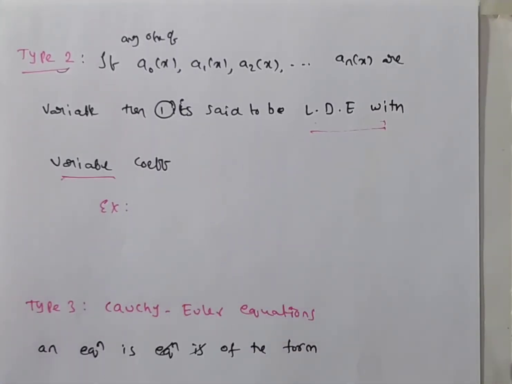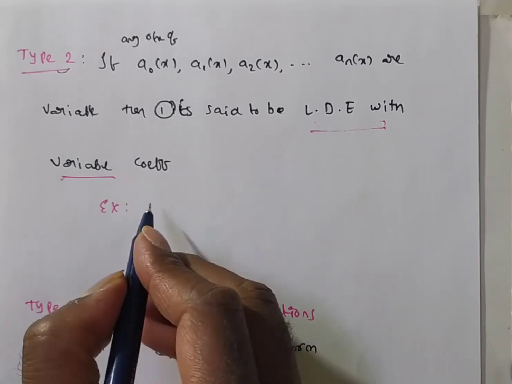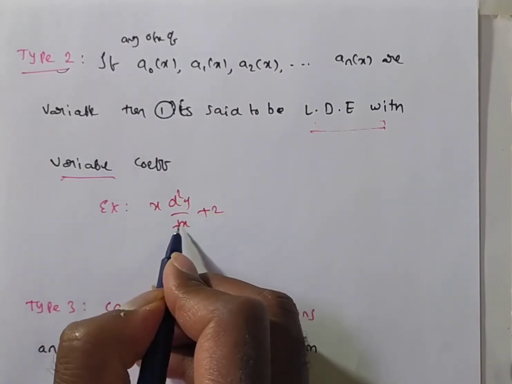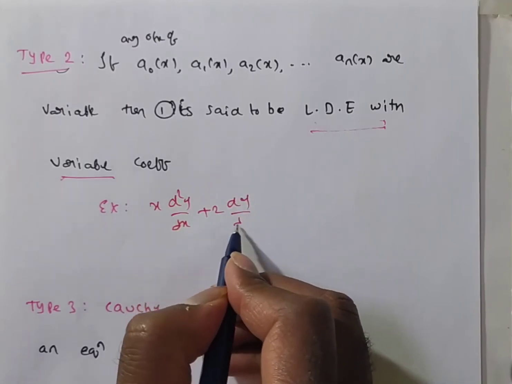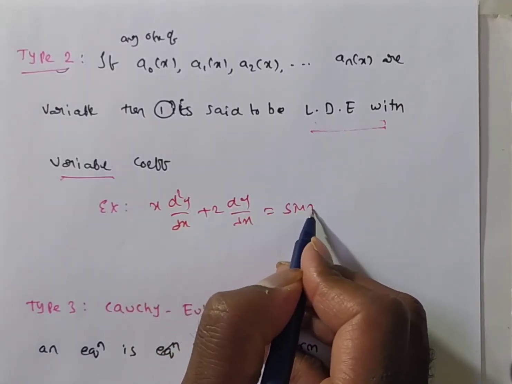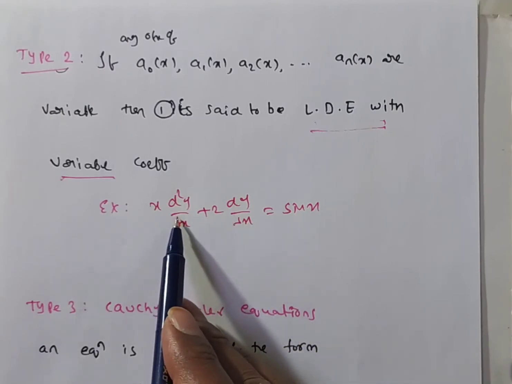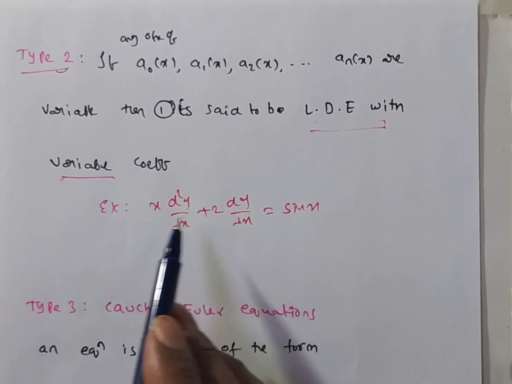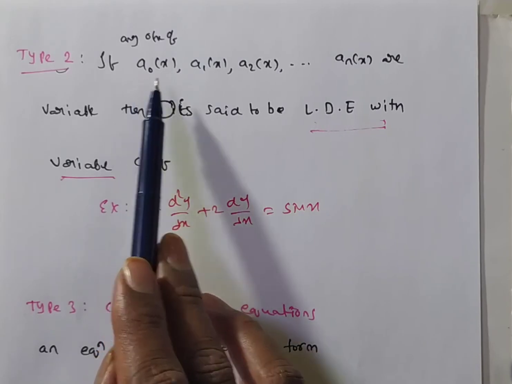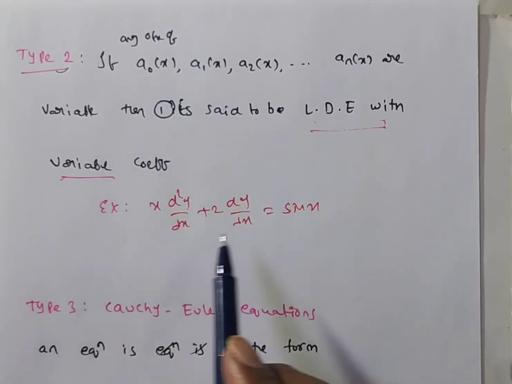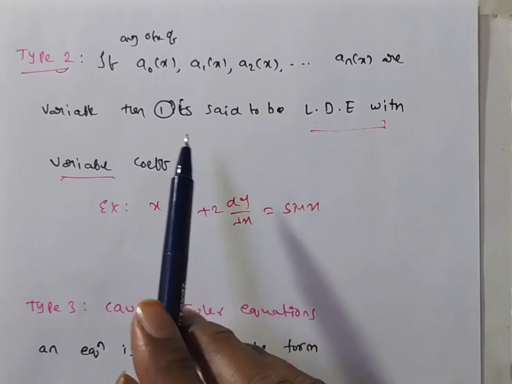Now, for example, x into d square y by dx square plus 2 into dy by dx is equal to sin x. You observe the coefficient of dy by dx is 2 and the coefficient of d square y by dx square is x. So at least one of the coefficients is a variable, so this is an example of a linear differential equation with variable coefficients.